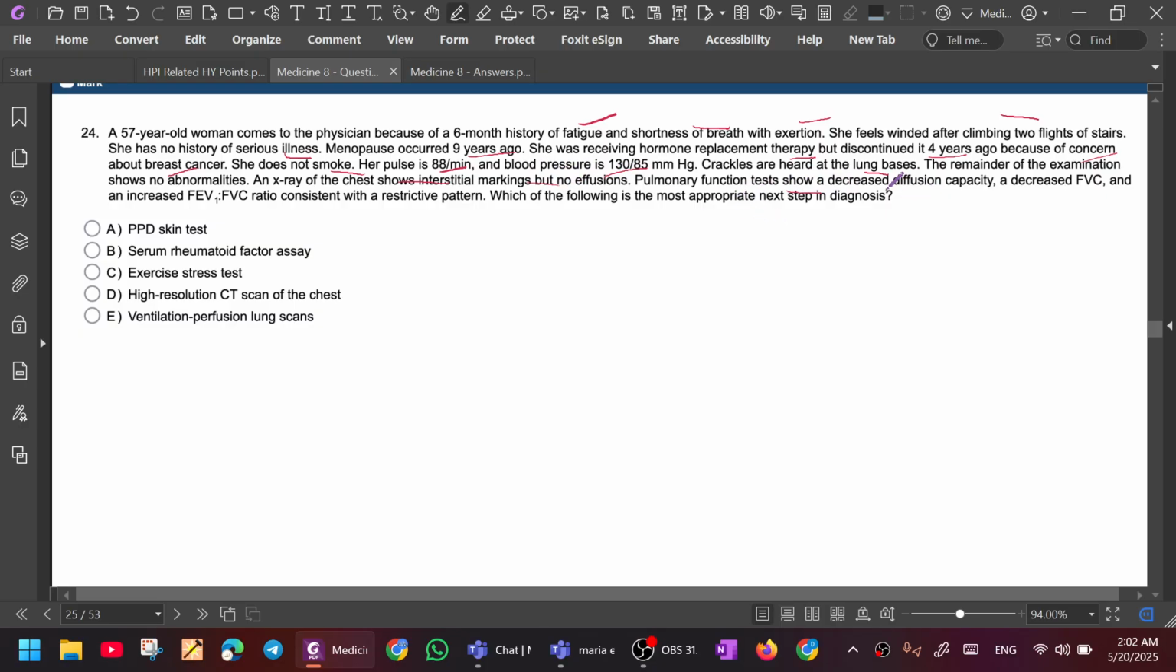Pulmonary function tests show a decreased diffusion capacity, decreased FVC, and increased FEV1 by FVC ratio consistent with restrictive pattern. Which of the following is the most appropriate next step in the diagnosis?